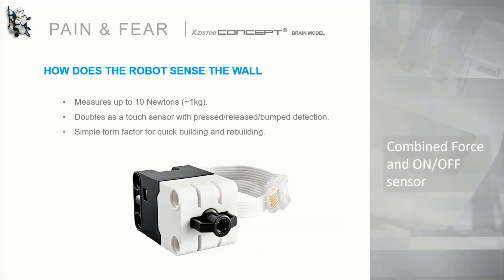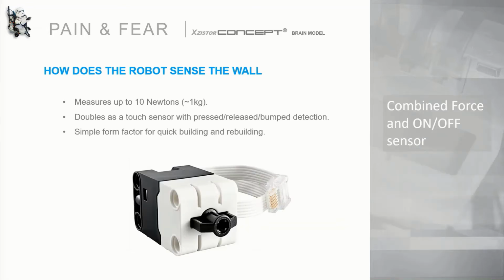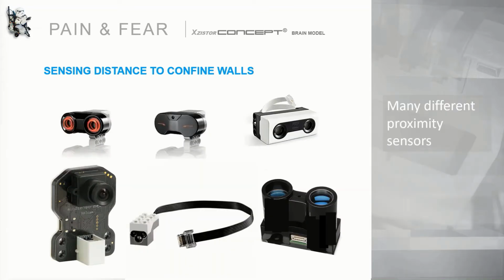More recently, I've seen this switch online. It is a combined force and on-off switch, or sensor. It measures up to 10 newtons in force. That's the equivalent of about 1 kilogram in weight. And with this sensor, we can actually tell the robot what the pressure is as well.